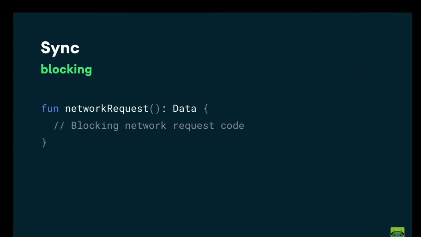Let's see the definition of network request here. Network request is just a function that returns data, and inside it we have the blocking network request code. Blocking the main UI thread is something that we shouldn't do in Android. So how can we move this network request to a different thread? How can we make it asynchronous?